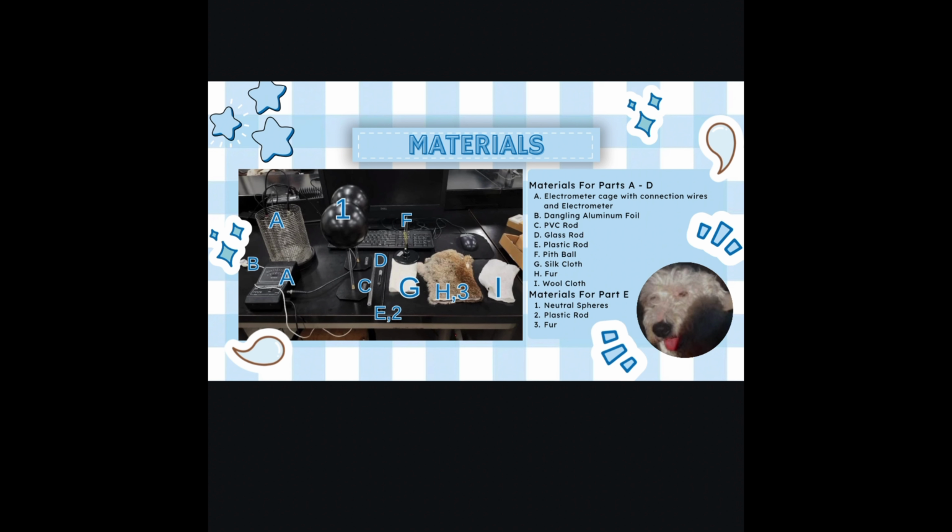For the materials section of this experiment, we have split the materials into two parts. The materials for parts A through D are labeled with letters, and the materials for part E are labeled with numbers. Those that are within both categories have both labels but are separated by a comma.